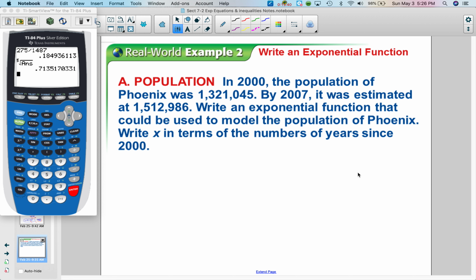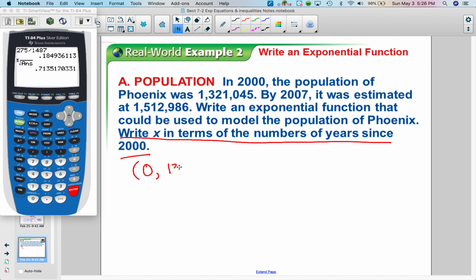Okay, so here's a problem where we're going to use that idea. In the year 2000, the population of Phoenix was 1,321,045. By 2007, it was estimated at 1,512,986. Write an exponential function that could be used to model the population of Phoenix. Write x in terms of the number of years since 2000. So this is really key right here. Because this is basically telling us that for our first number, in the year 2000, there have been 0 years since 2000. So that's x is 0.